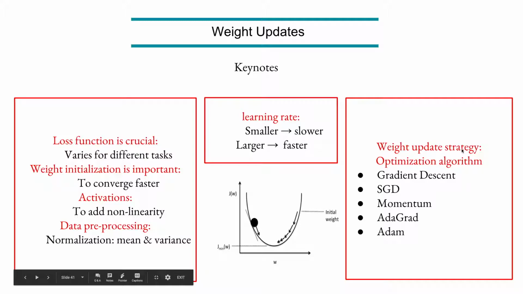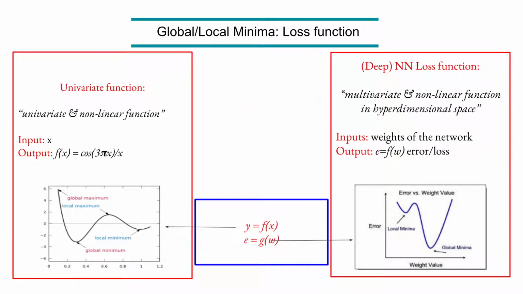And the other key point in training the neural network is optimization algorithms. How do you update your weights, having the loss of that iteration? And let's introduce two concepts here that are global and local minima.